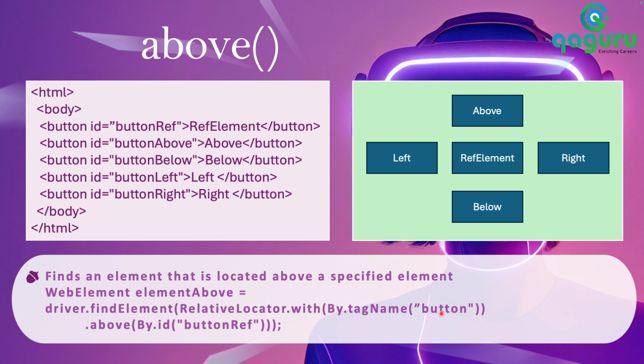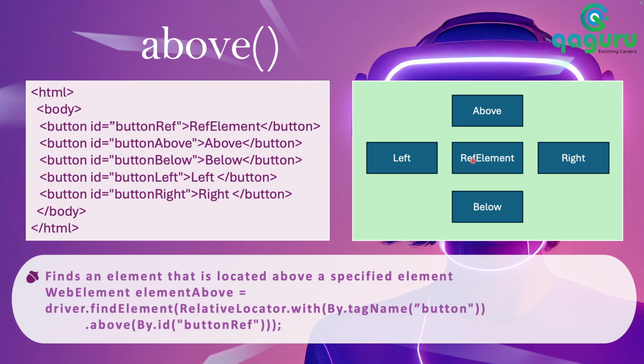So the tag name has to be button. So for all of these elements, the tag names are button, right? So that could be any of the elements. So we are not uniquely identifying that, and then it's not complete. So after specifying the tag name, then you put a dot, and again you are adding the relative method, okay, that is above, and then here you specify by dot id button ref.